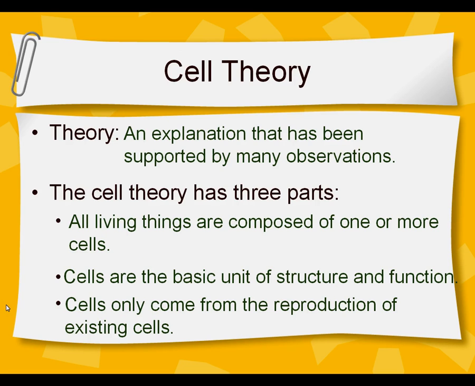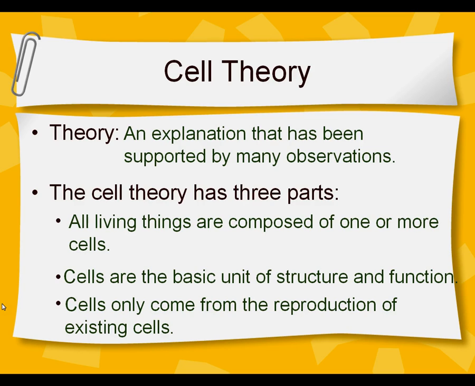So just as a reminder, when we call something a theory, it's the best explanation that has been supported by many observations or many trials and tests. The cell theory is pretty dynamic, actually, and currently it has three main parts. All living things are composed of one or more cells. Cells are the basic unit of structure and function, and cells come from the reproduction of existing cells.